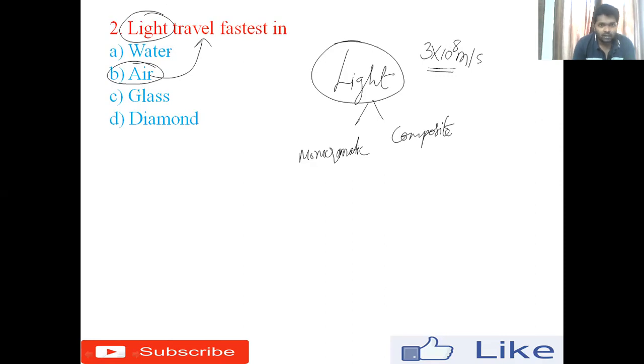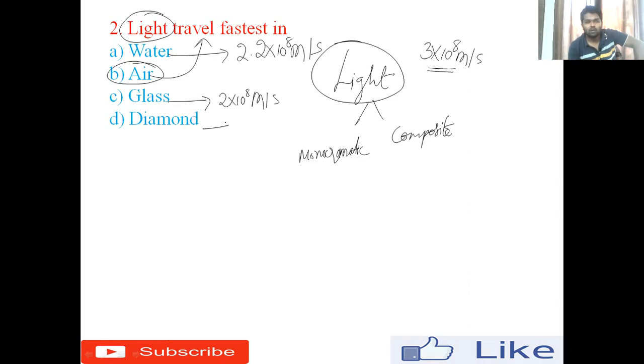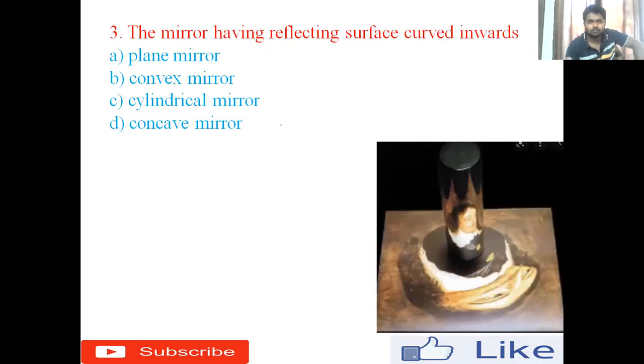How about water? In water, light will travel with a speed of 2.2 into 10 to the power 8 meter per second. In glass, generally it will go with a speed of 2 into 10 to the power 8 meter per second. In diamond, it is almost 1.5 into 10 to the power 8 meter per second, because diamond is more dense. Because of the density, there will be a disturbance for the propagation of light, so obviously the speed reduces. But the right answer for this question is option B.